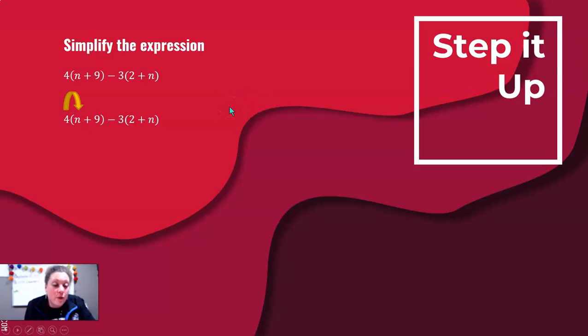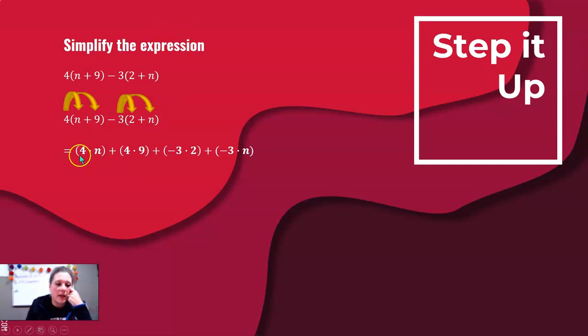Like I just said, 4 times n, and then it's going to be 4 times 9. And then negative 3 times 2n, and then negative 3 times 9. And what that looks like is that. So what I just said, broken out like that in fancy different parentheses. So I have 4 different multiplication problems that I need to do first before I can combine any terms together.